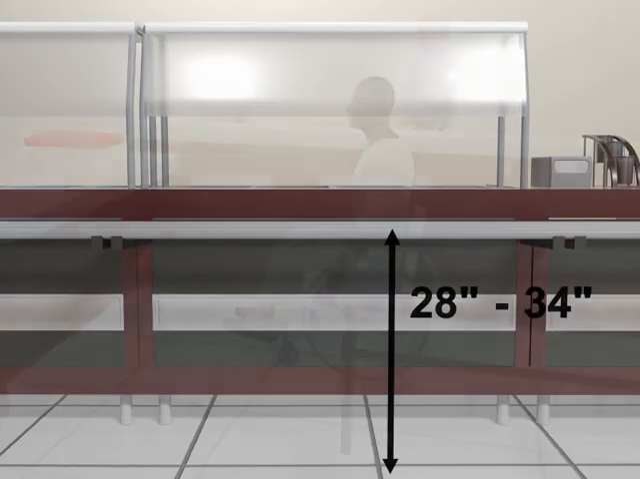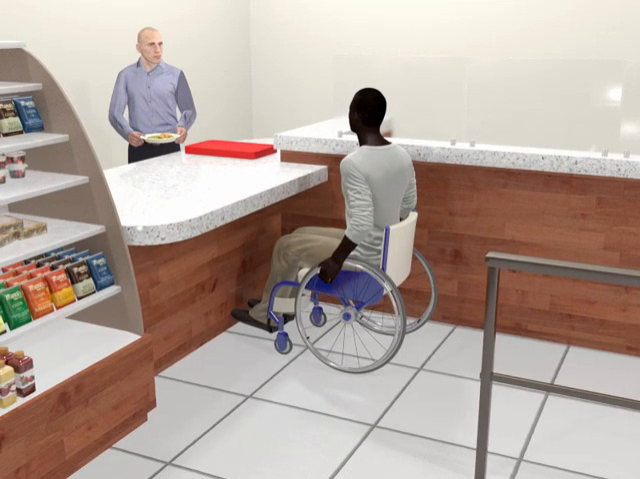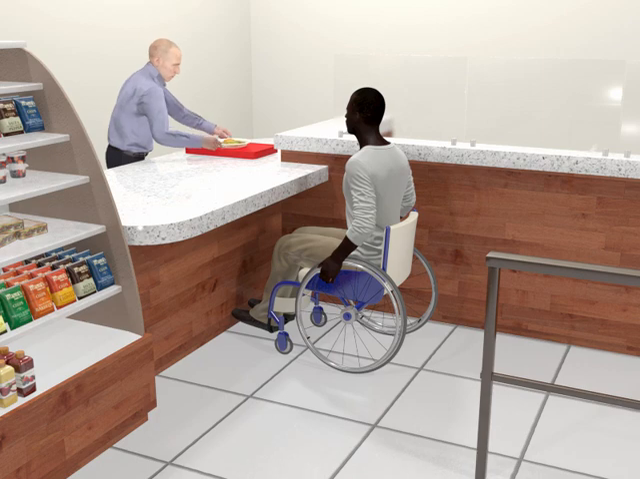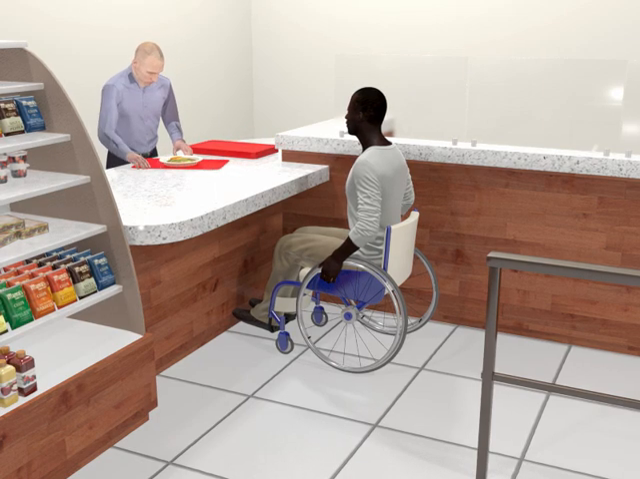A separate counter that is provided for picking up orders represents another type of counter that must be accessible. The counter shown here provides forward approach access, but there is also sufficient space for a parallel approach.